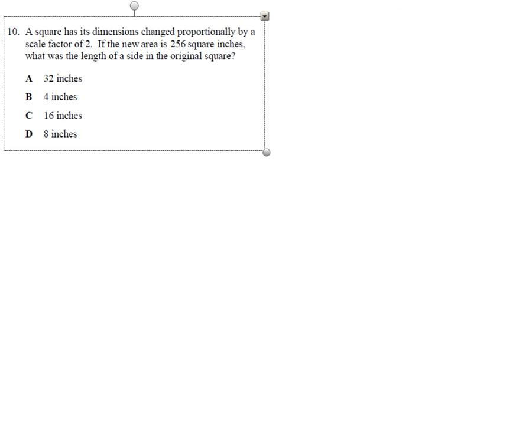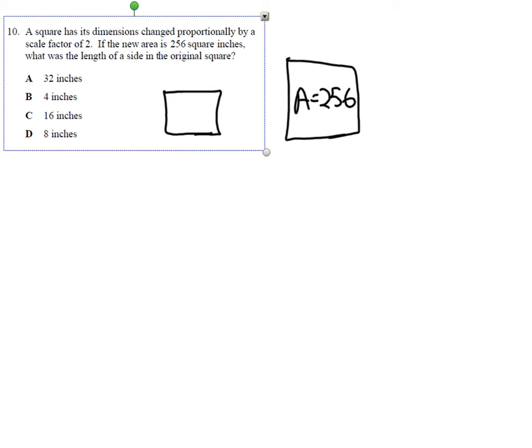All right. This is just like the warm-up we did. So I would draw two squares. Oh yeah, this is the one we did. So here's a square. Here's a new square. The new area is 256. It has a scale factor of 2. What is the length of the side of the original square?